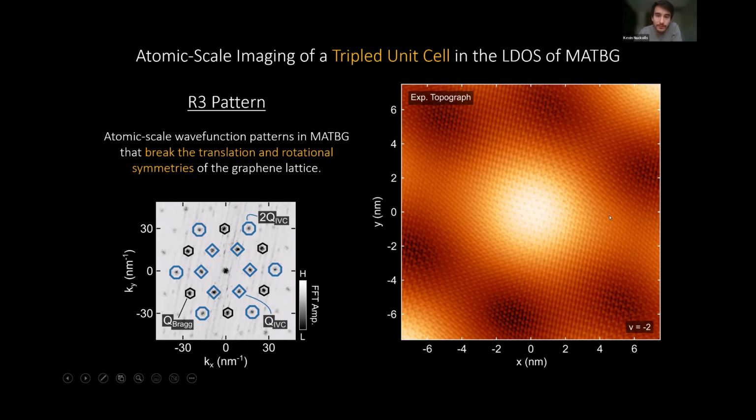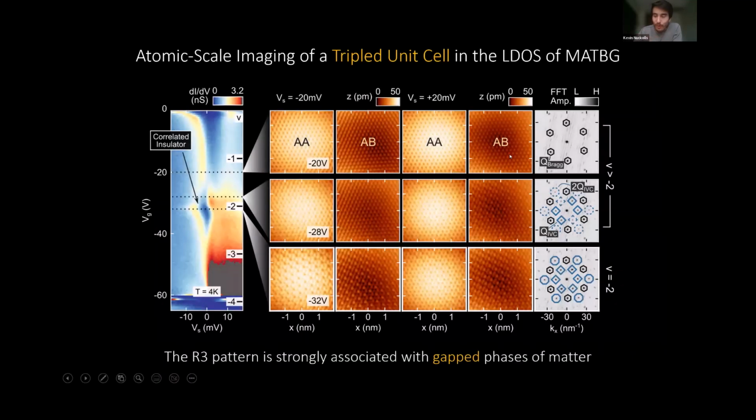Doing this experiment a little bit more carefully, we find that in spectroscopy, as a function of density along the y-axis and energy along the x-axis, we'll start by looking just at this center line here, where we can look at gapped phases of matter.